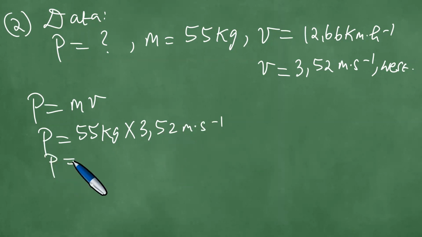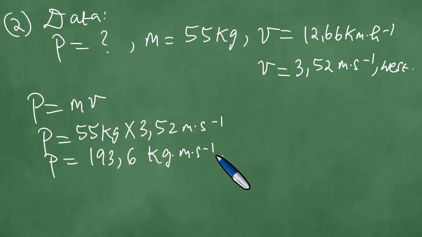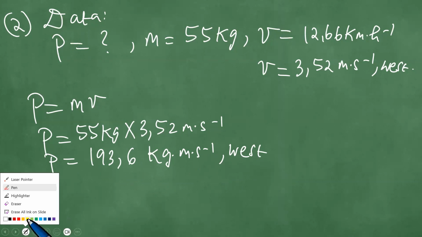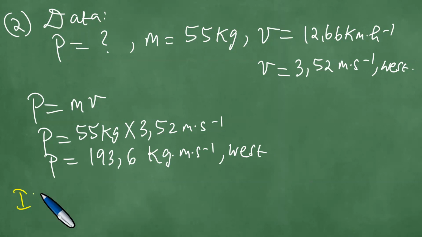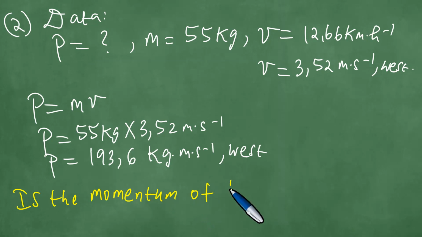What is then the momentum? Okay, we need to use a calculator here. So anyone calculator? We need to multiply these two. So in other words, we say 55 times 3.52. It's 193.6. Yes, sir. All right, good. 193.6 kilograms meters per second west. Okay, so this is the actual momentum of the driver.